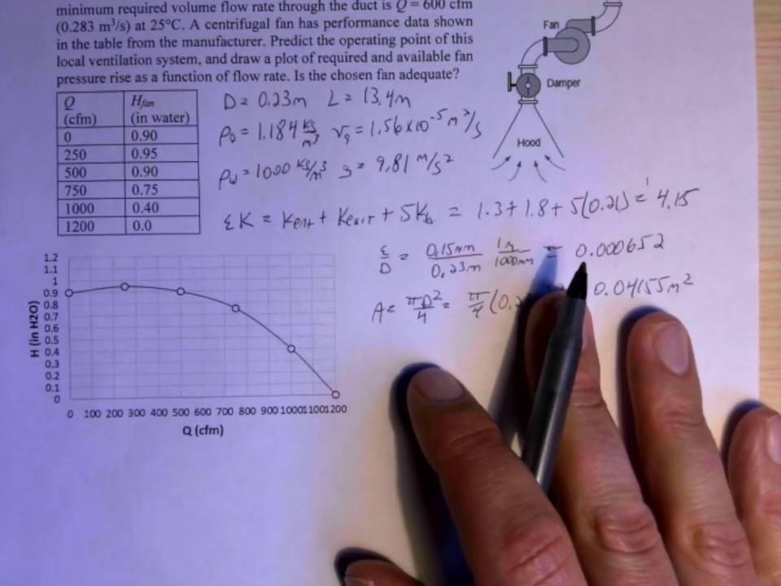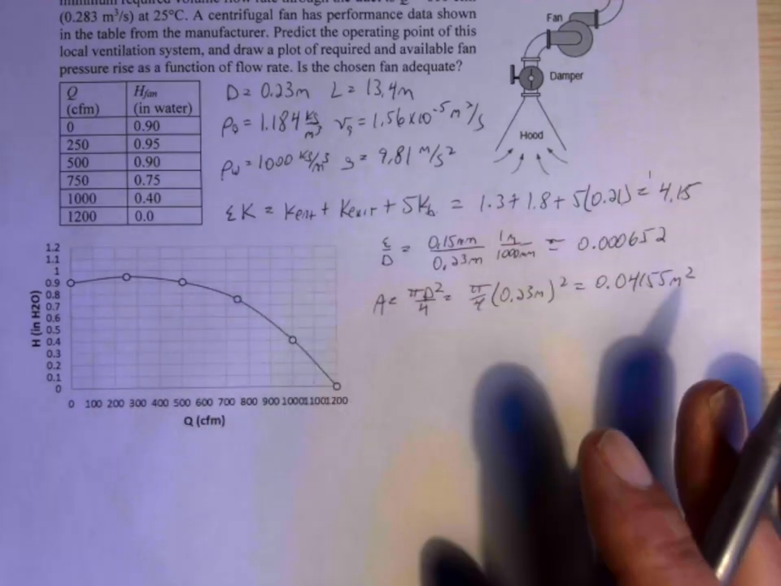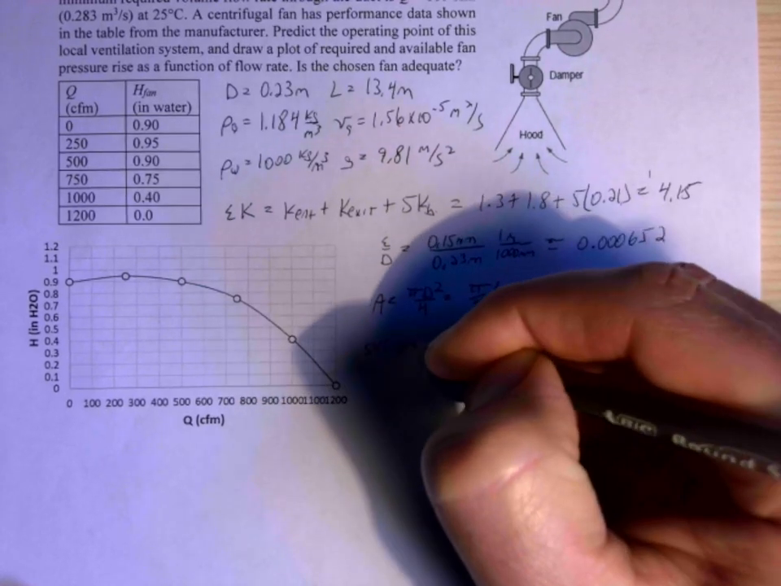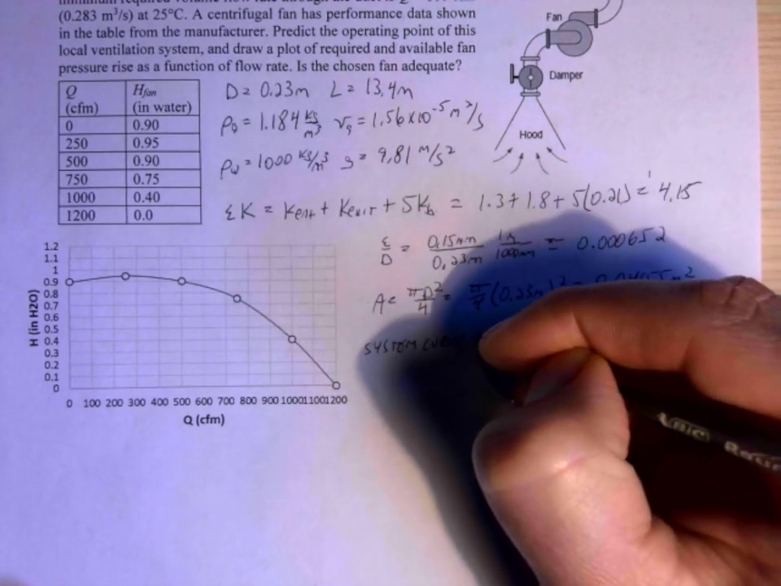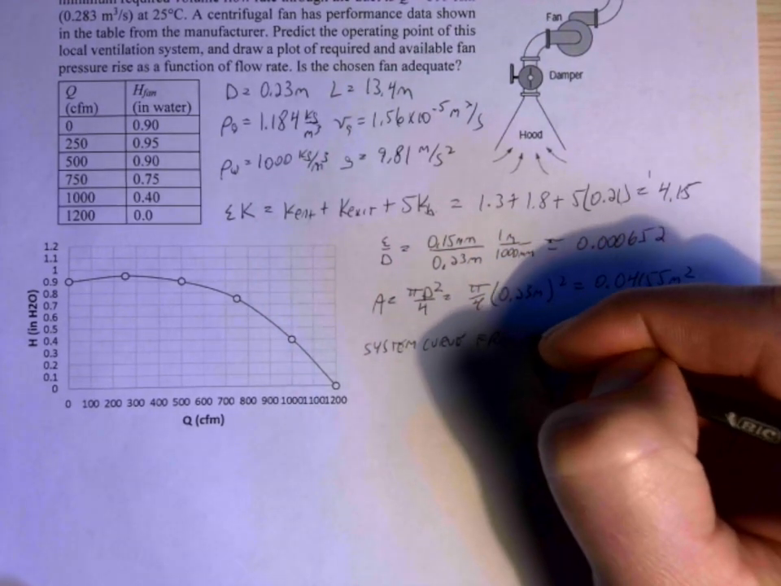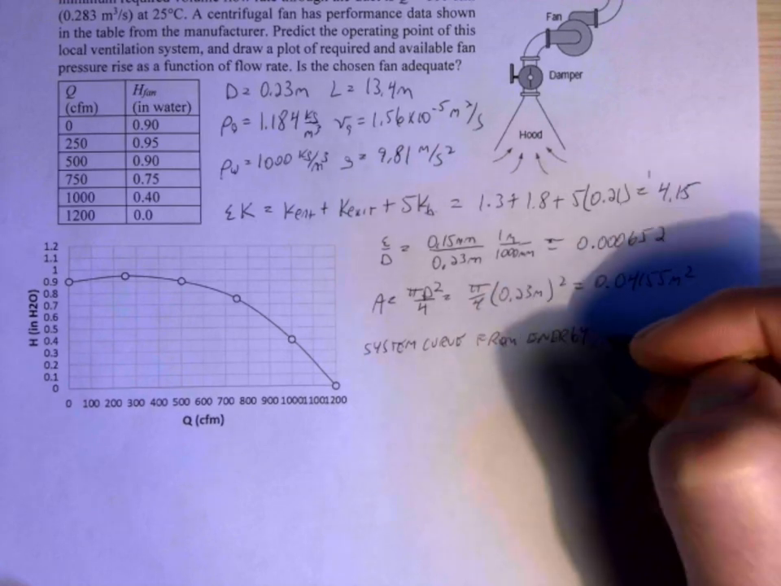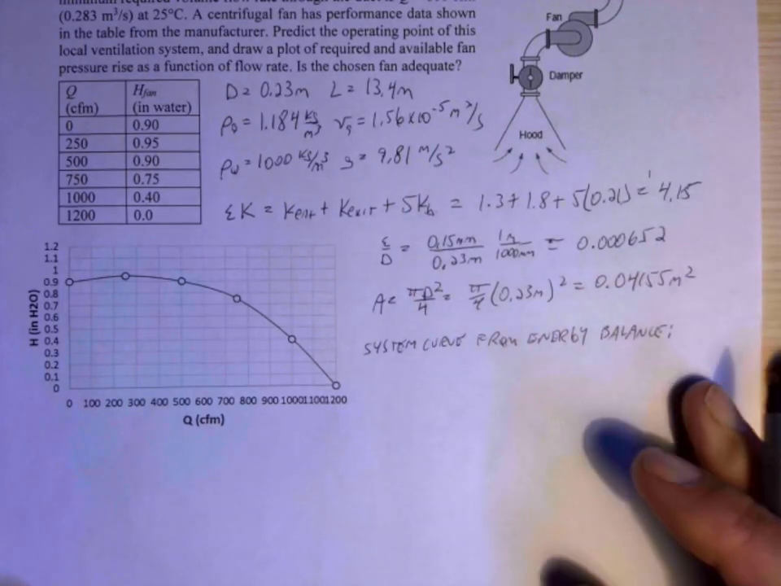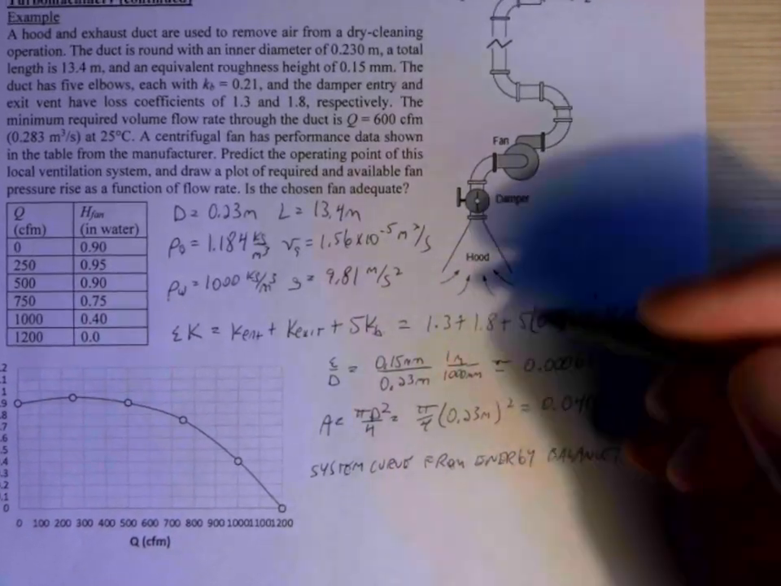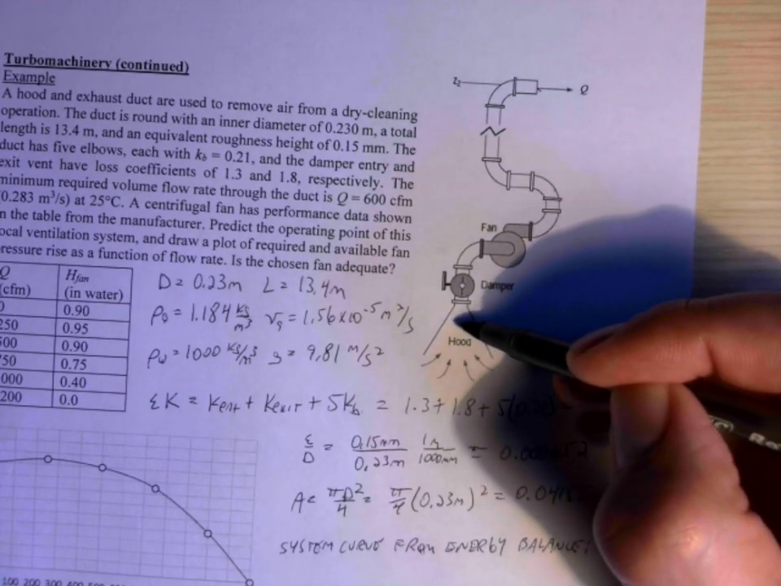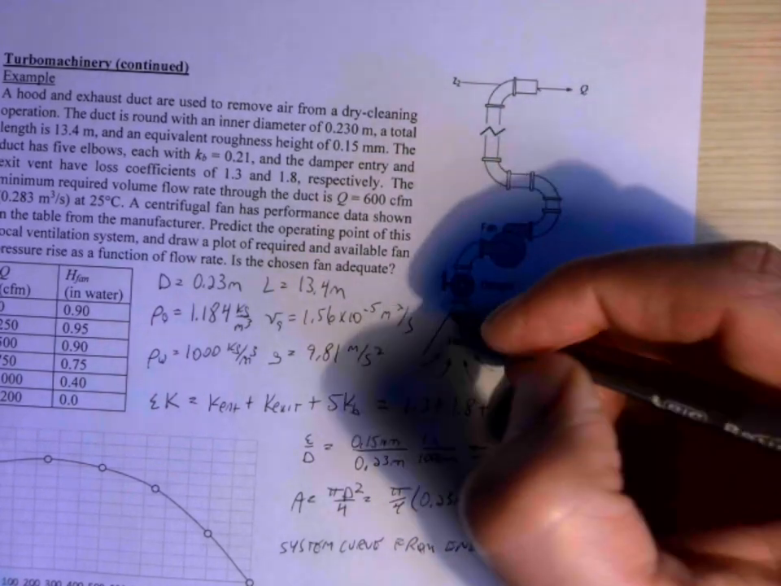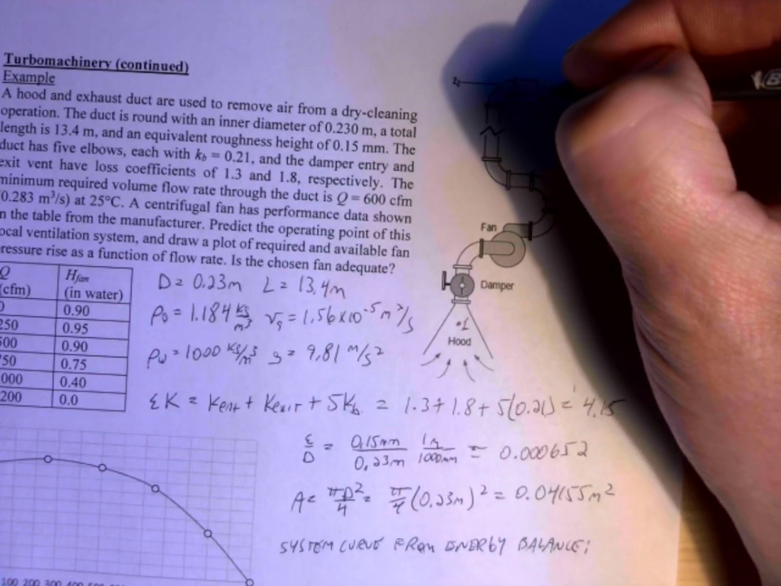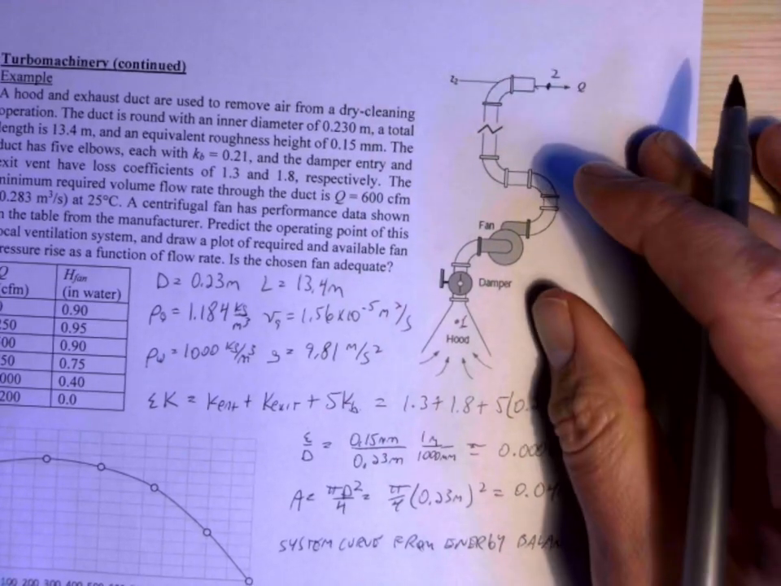Okay, so what we need to do then is we need to come up with our system curve. Okay, so system curve, and we'll say that's from the energy balance. Okay, so we need to do an energy balance here, and like we do with pumps, we start with before the whole system and then we go to the end. And so we're going to have a point here that's a little bit away from the entrance, and then going out here to some point a little bit after the exit.